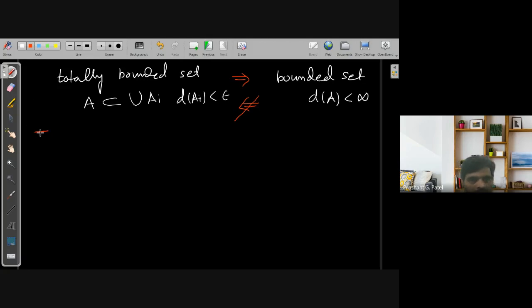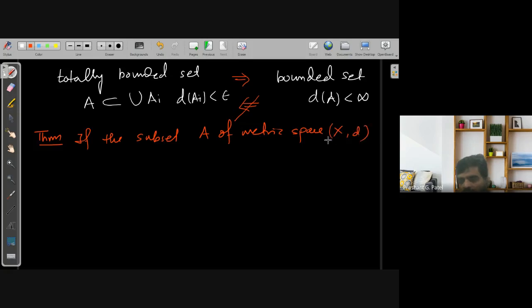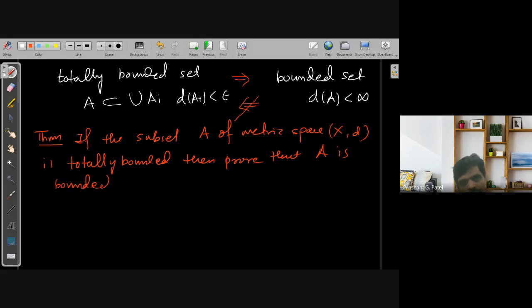The first objective is to prove that every totally bounded set is a bounded set. So if the subset A of a metric space (X, d) is totally bounded, then prove that A is bounded. Bounded means the diameter is finite. That we need to prove.